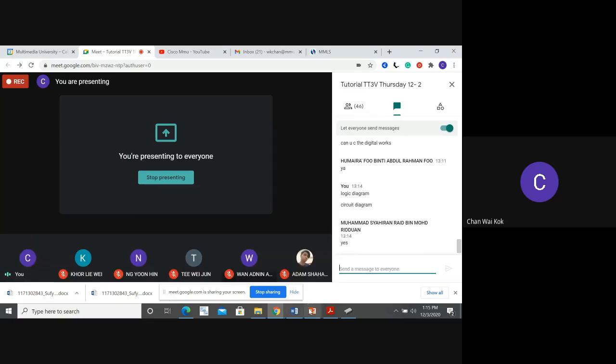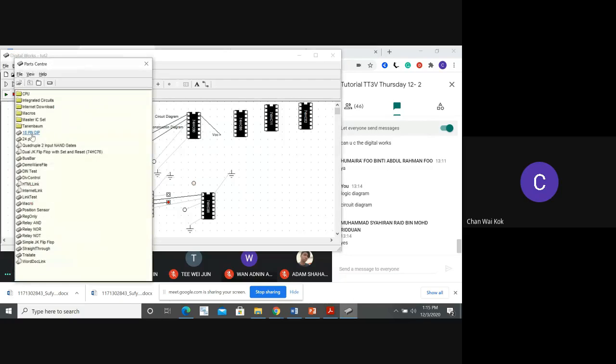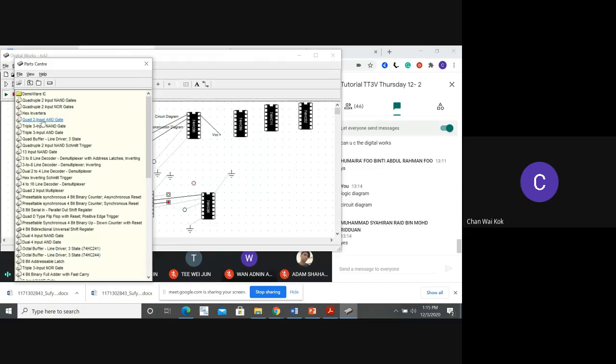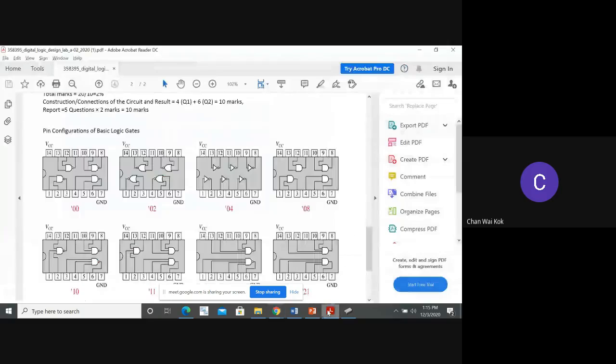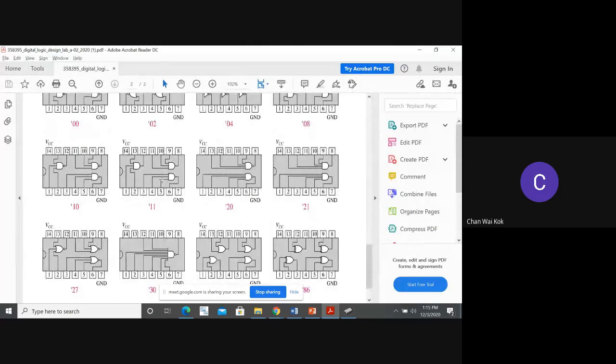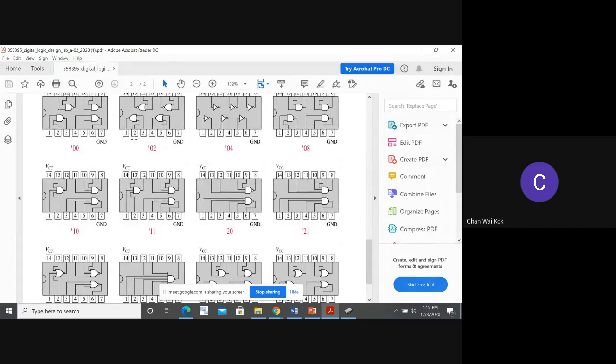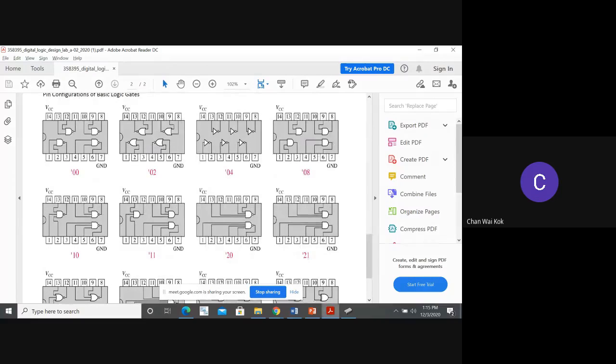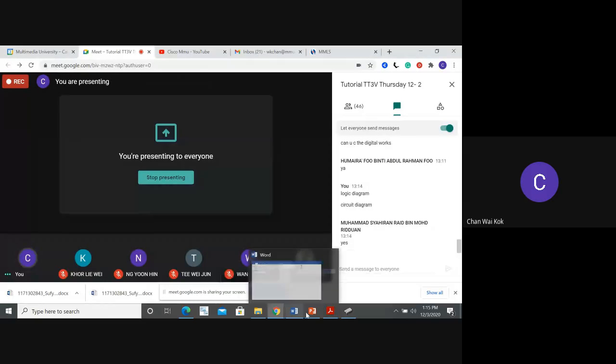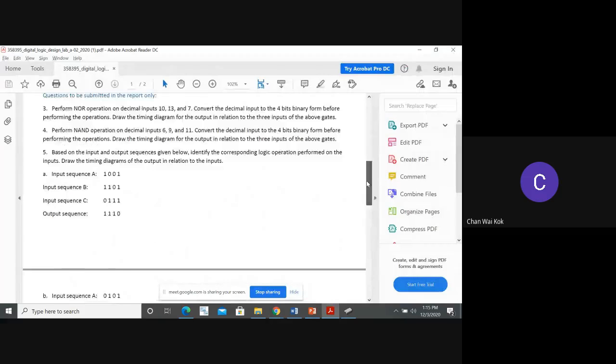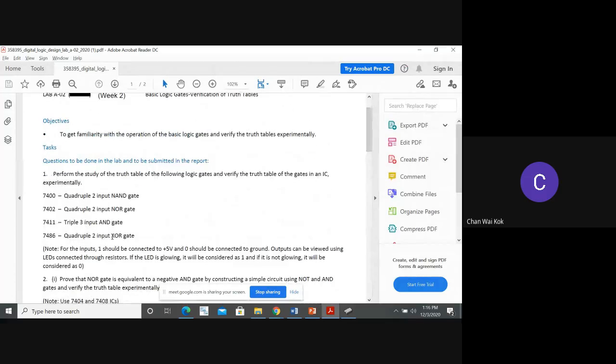Okay, clear? So how do you import the part number? You can go to part center. From here, you have integrated circuit. You can see quad 2-input NOR gate. You can put it here, and you can see the part number 7402. Then from there, you open your PDF file and see what the 7402 gate looks like. Pin 2 and 3 are the input, pin 1 is the output. This is how you should wire up. Any questions so far? So you try to get all these chips, provide the input, and test out the truth table.